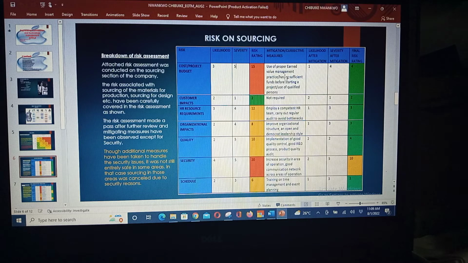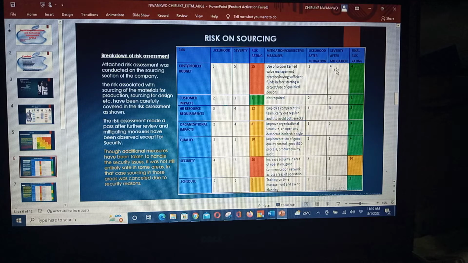So if all these are in place, the likelihood of this mistake happening comes down to 1. That means the likelihood of the risk is reduced to 1 because we have the right measures in place. And the severity, if it does happen, is also reduced to 4.